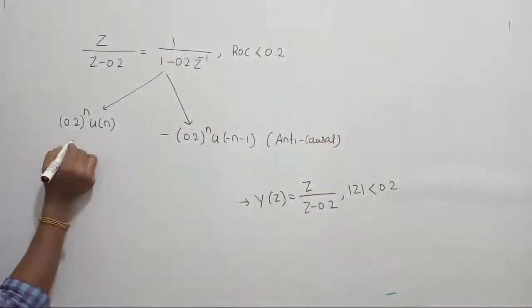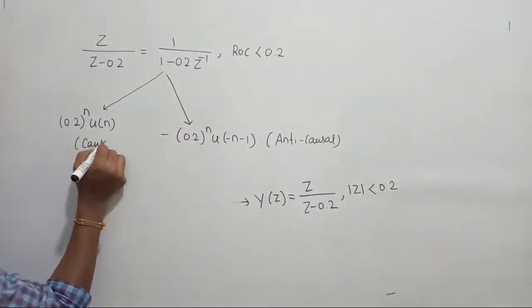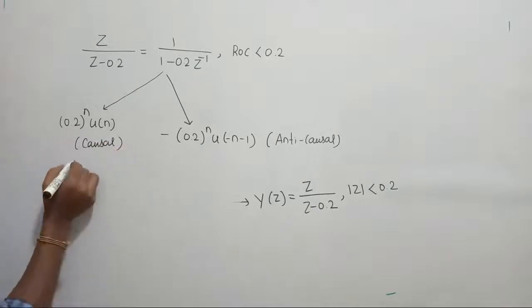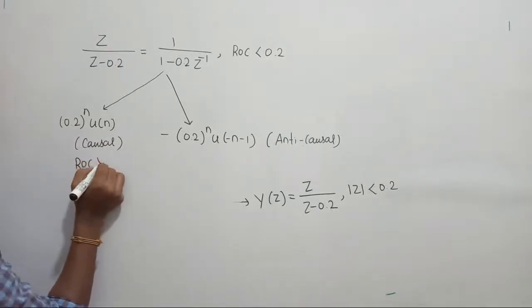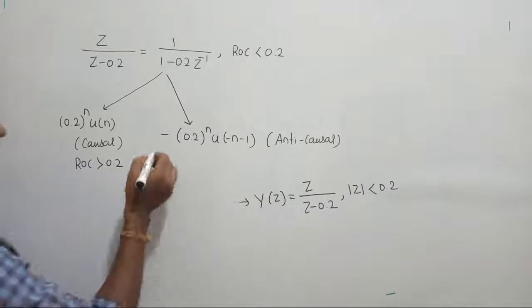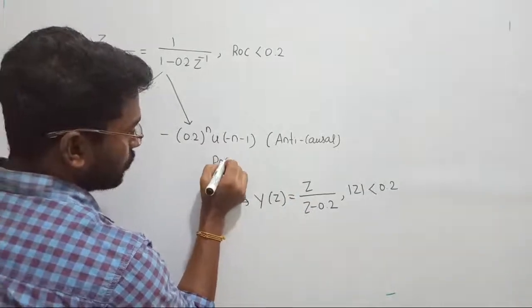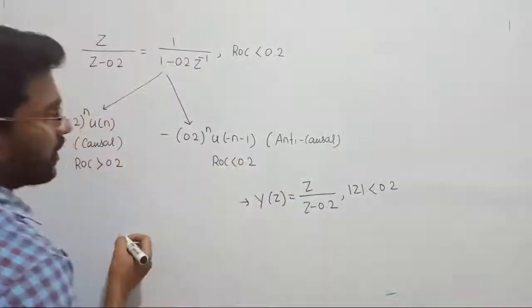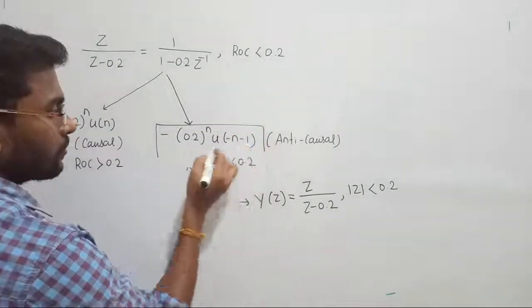Whereas this is for causal signal. For the causal signal, region of convergence should be greater than 0.2. For the anti-causal signal, region of convergence should be less than 0.2. So which is the correct answer? So the correct answer is this one.